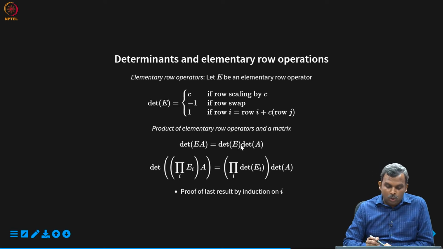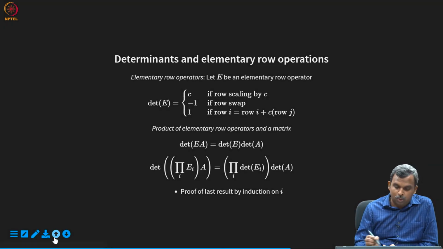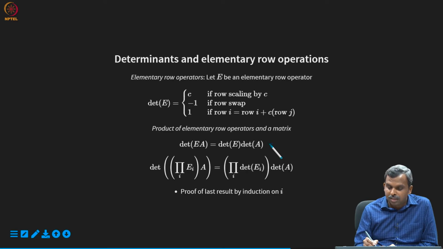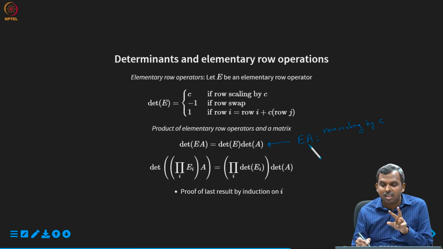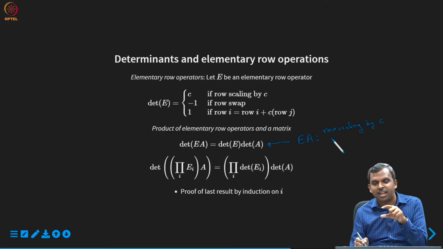So look at this formula for instance. Why is this true? You can verify this. What happens when you do E times A for each of these operators? If E represents the row scaling by C, what is EA? EA is basically that operation done on A. If you do row scaling by C, row 1 is multiplied by C. EA is simply that row scaling by C.